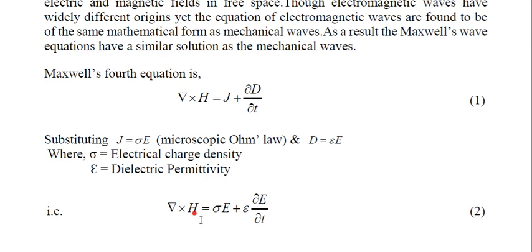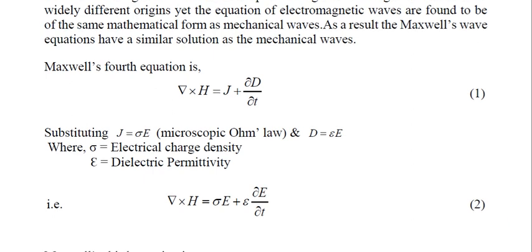Substituting here J is equal to sigma into E, that is the microscopic Ohm's law, and D is equal to epsilon into E, where sigma is the electric conductivity, epsilon is the dielectric permittivity. Substituting these values in equation number 1, this becomes del cross H or curl H is equal to sigma into E plus epsilon into partial derivative of E, dou E by dou T. That is equation number 2.